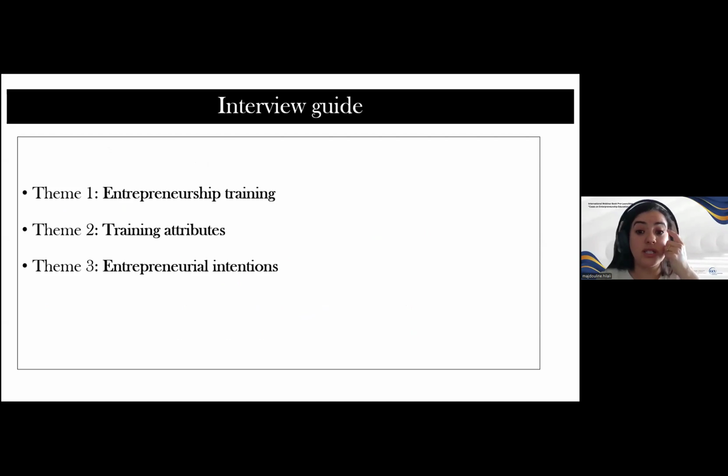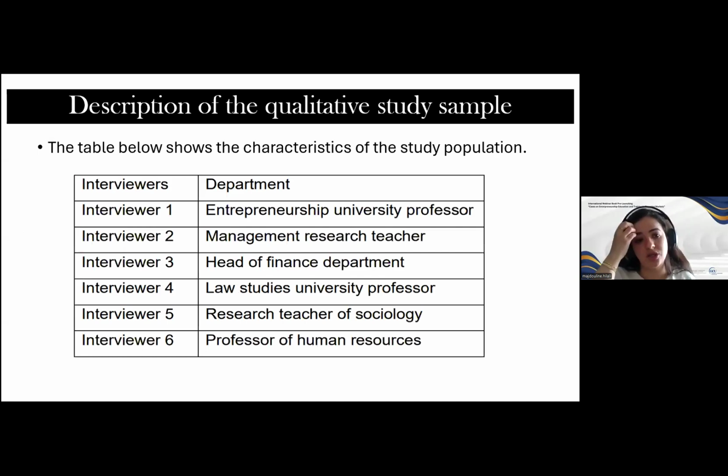And for the interview guide, we used 3 themes. The first one is entrepreneurship training and how this training impacts entrepreneurship. The second one is training attributes, and the third one is entrepreneurial intentions.